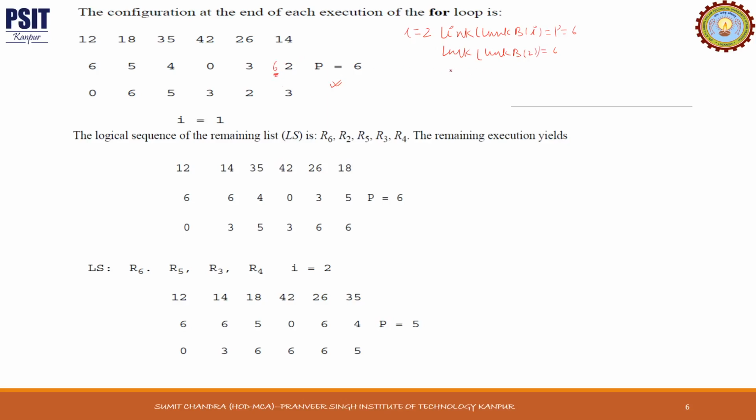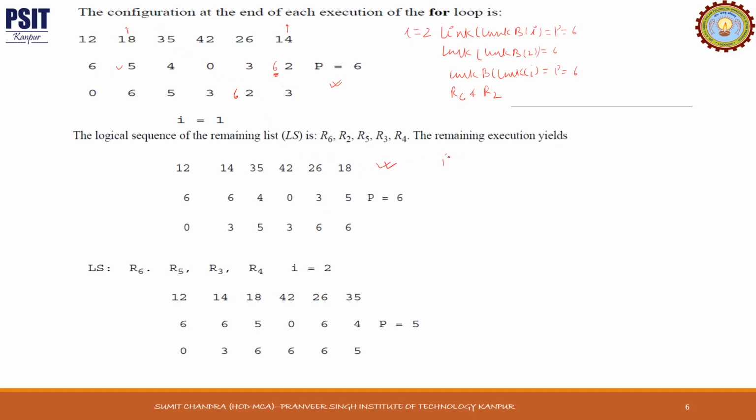Now link B of link I is equal to P is equal to 6. So link I we have to see. Link of 2 is 5. So link B of 5, link B of 5 means this 2. Now this will become 6 here. And finally we are going to exchange R6 and R2. So this element and this element will be exchanged. So this configuration we will get.